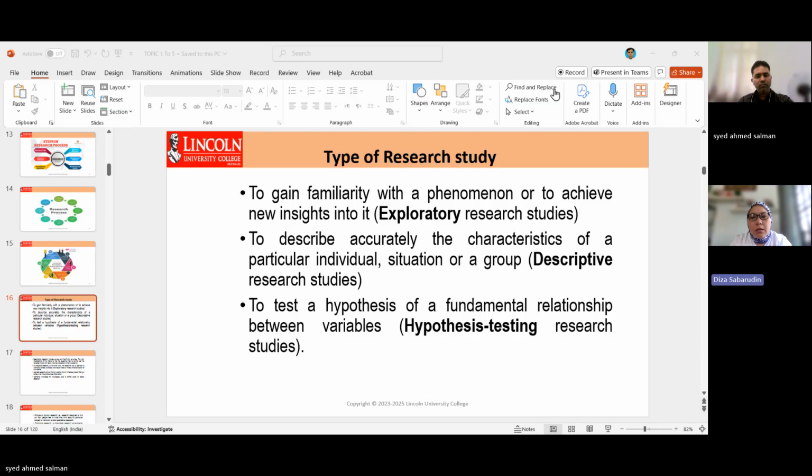And the last one is follow up and monitor. After implementing actions based on research, monitor outcomes. Was the objective achieved? Continuous feedback helps refine future research and ensures ongoing improvement.